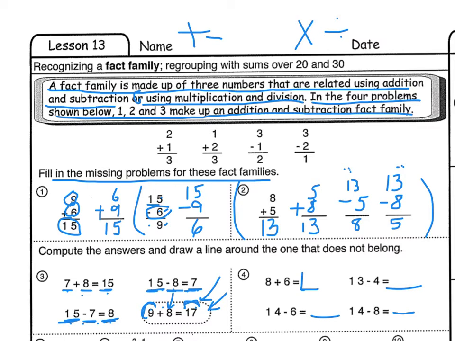All right, so you should have already done number 4 on your own. 8 plus 6 is 14. 13 minus 4 is 9. 14 minus 6 is 8. And 14 minus 8 is 6.